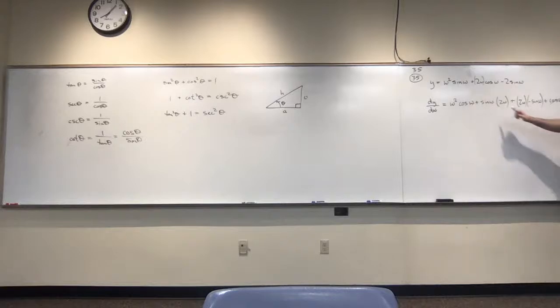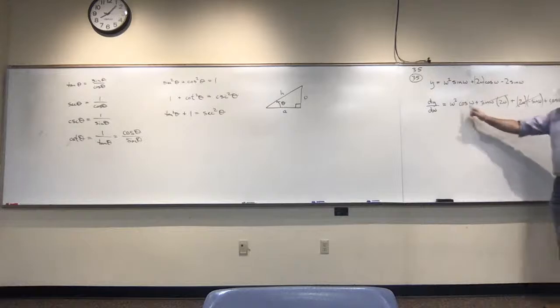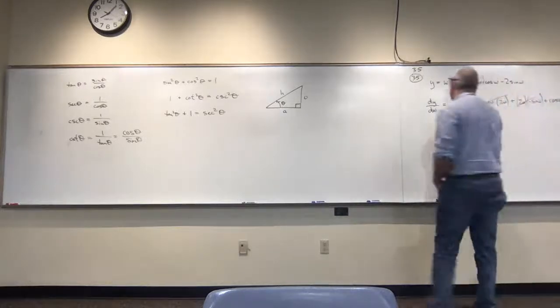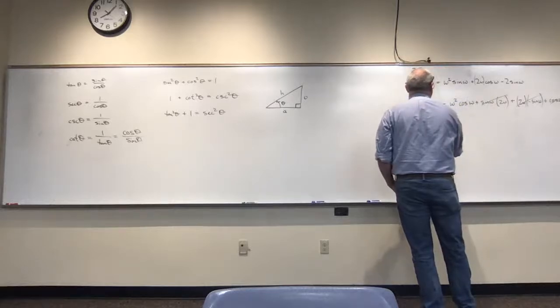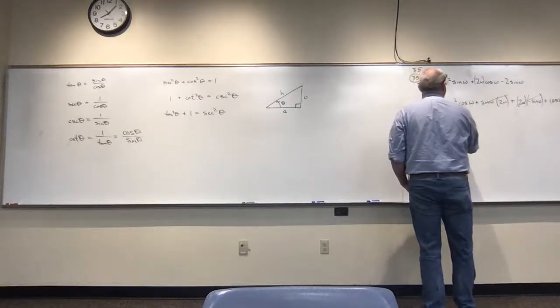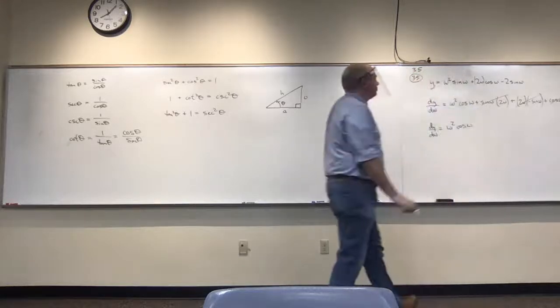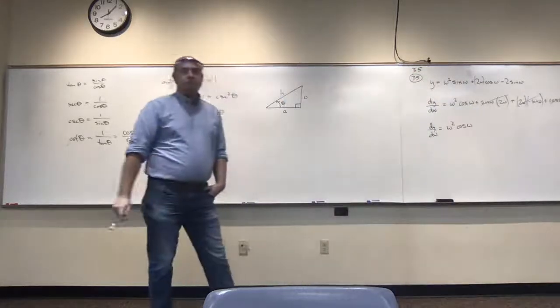Anything else? Here I have a sine w times 2w plus a negative sine w times 2w. So I suppose those cancel out as well. And then I'm just left with this guy. So I guess the answer is just dy/dw is equal to w squared cosine w. And that's all.